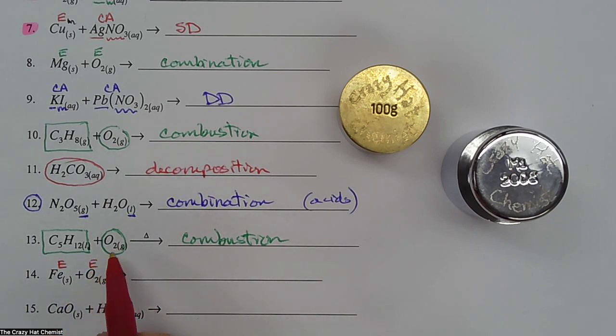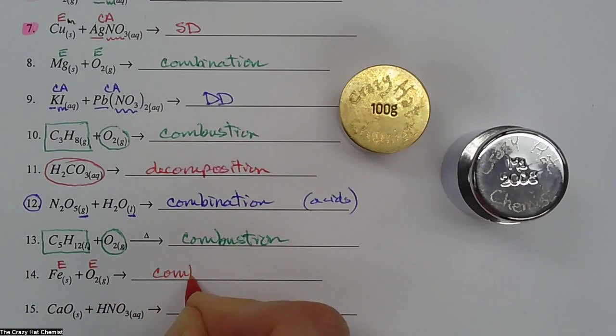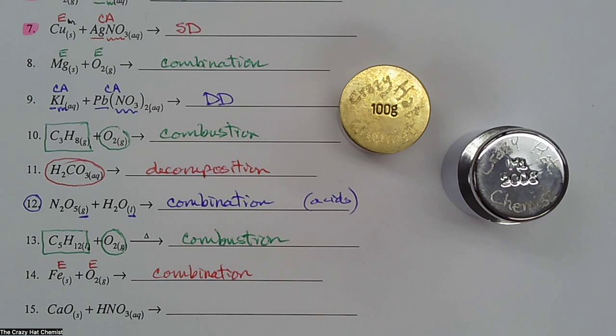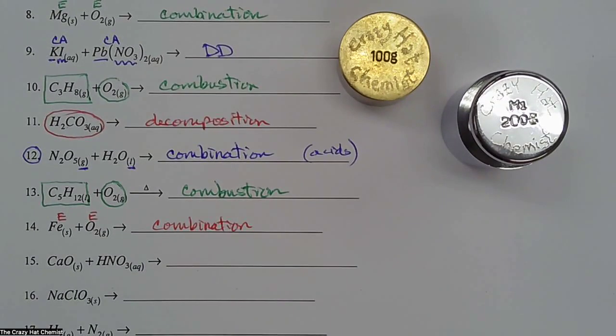Number 14, I have an element and another element. Notice that I have oxygen just like I had on 13. However, the other reactant is just iron. It is not carbons and hydrogens. Therefore, it cannot be a combustion like number 13. There is no California, so it cannot be a single or double displacement. And there's not just one thing, so that means it cannot be a decomposition. So this must be a combination. All right, fantastic. We're going to slide this on up here just a little bit more.